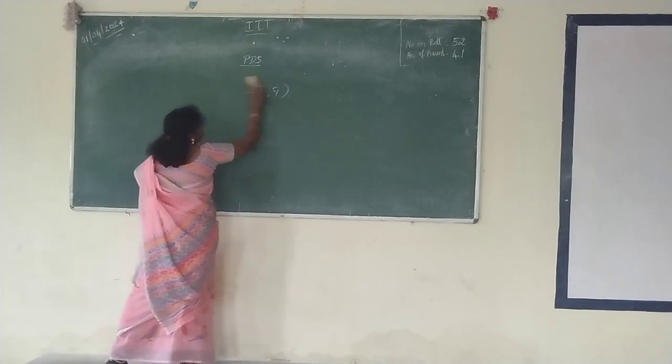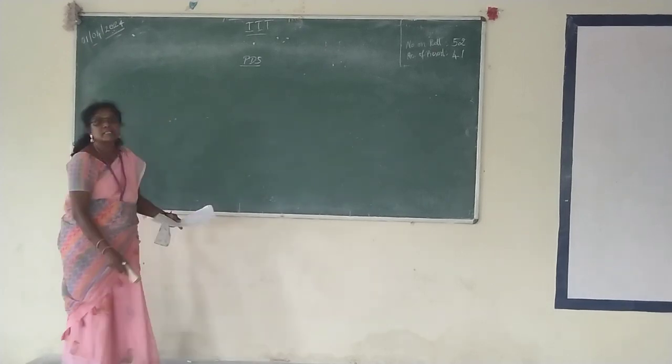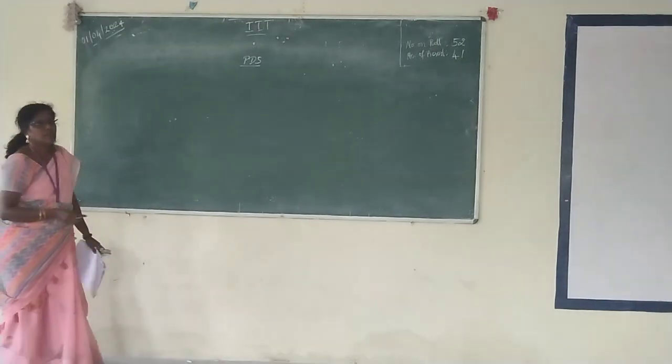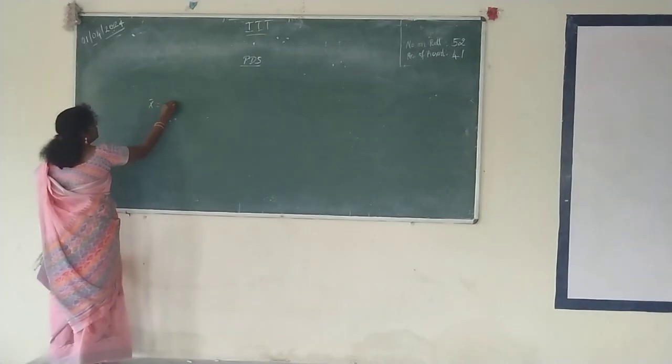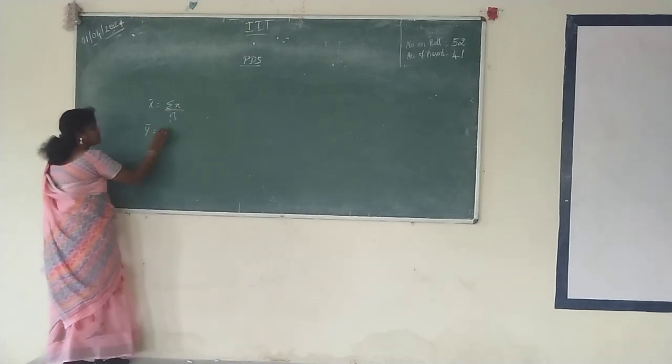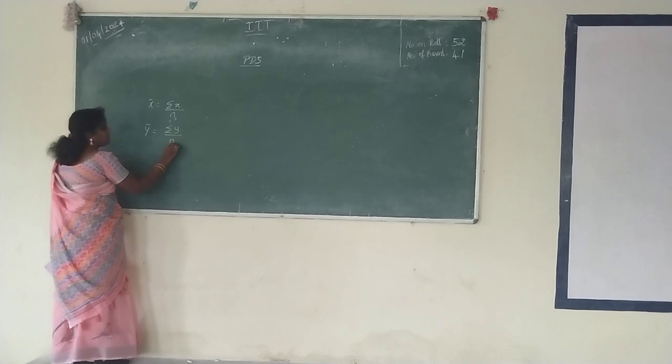Now, just to recall the formulas. If you are given discrete data, what is the formula to get x bar? Summation of x by n. What will be y bar? Summation of y by n.